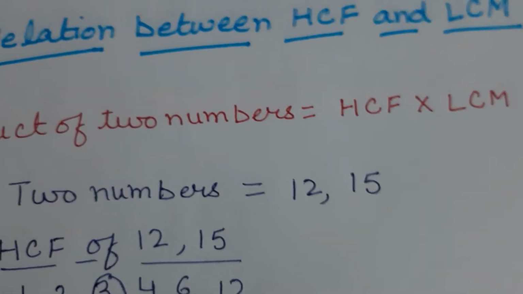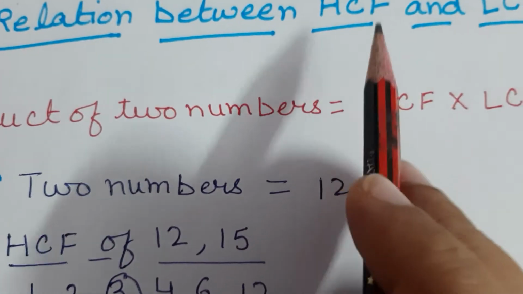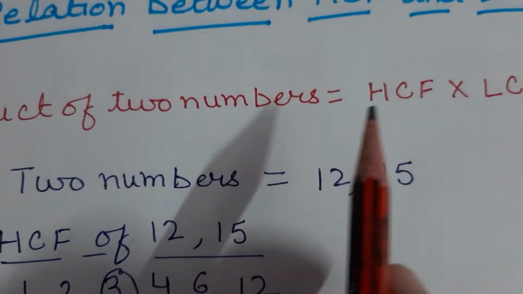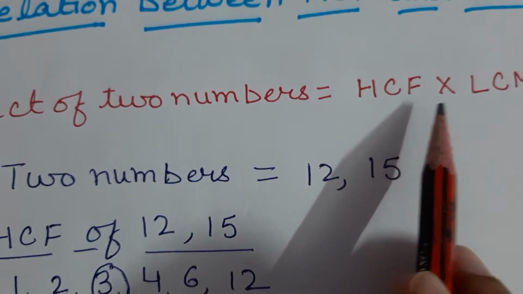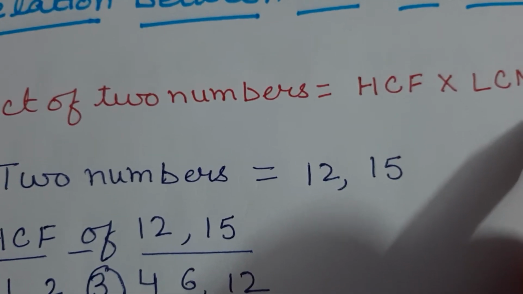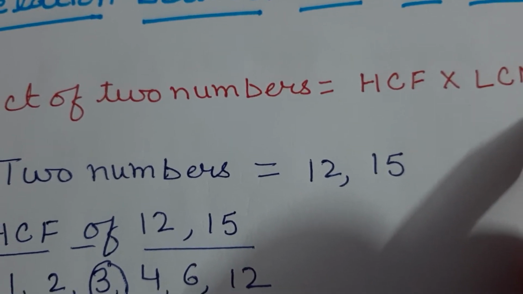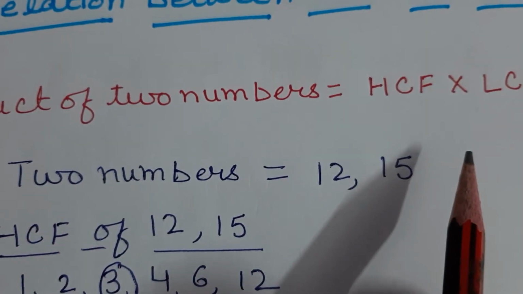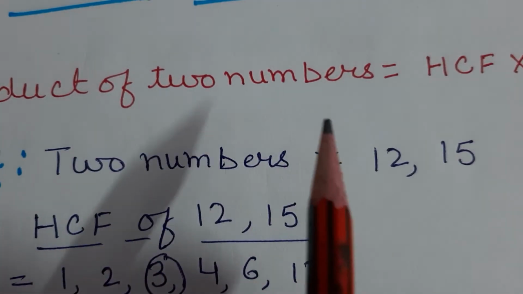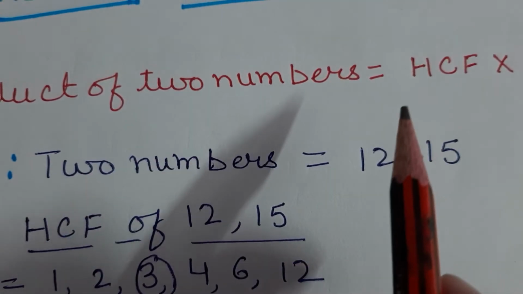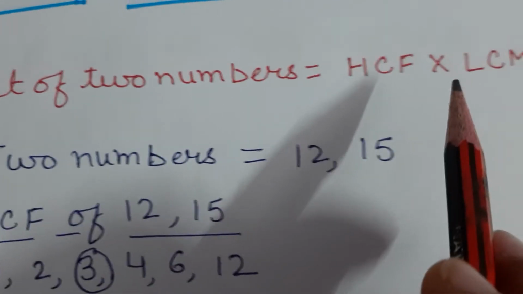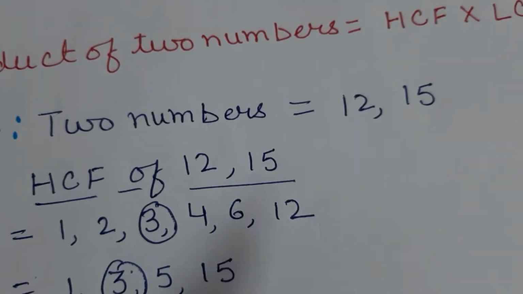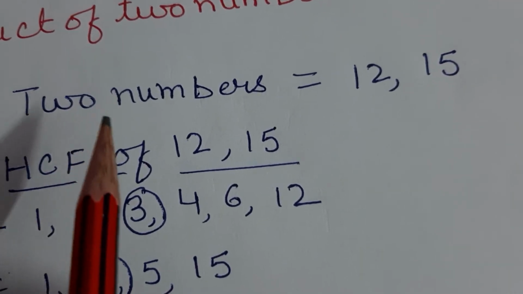Okay, so for finding the relation, there is one formula: the product of two numbers is equal to HCF into LCM. Means if we are finding HCF and LCM of any two numbers, then what is the relation between these two? The product of two numbers is equal to the product of HCF and LCM. So let's do it by taking one example.